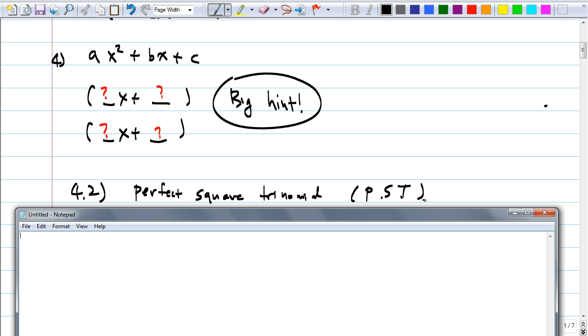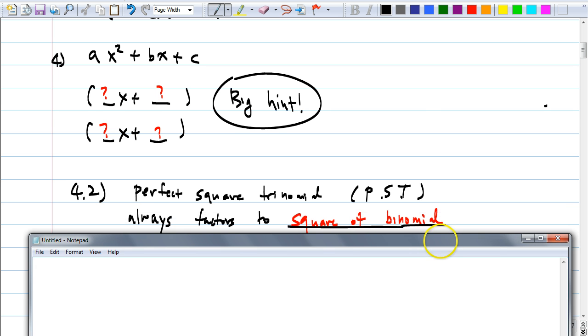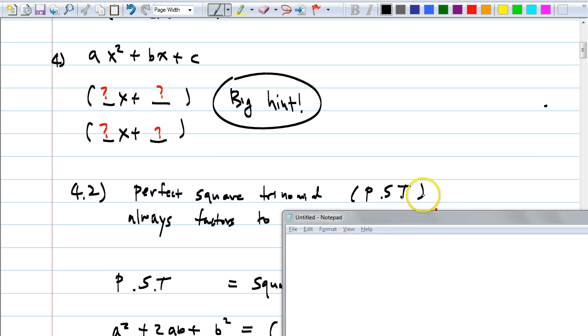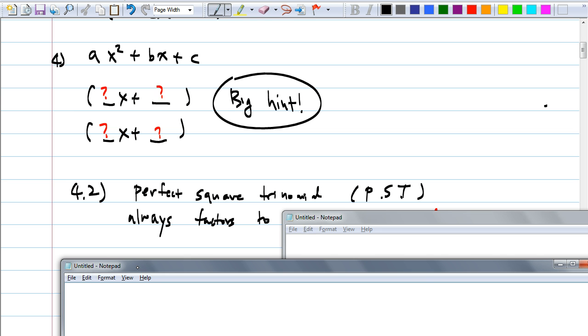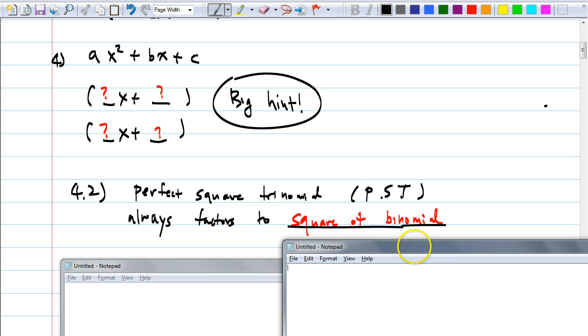Perfect square trinomial factors as how? In other words, remember this? It always factors to a... no, not always. Perfect square trinomial always factors to, remember, this was a fact that we learned. I kind of even showed you the answer. Aaron already told us, really. Yes, Stefan. A plus b, what's that called? Yes. Square of a binomial. Remember? Squares of binomial.